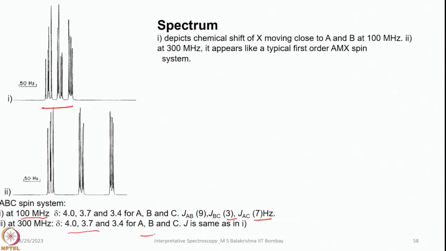Here you can see clearly that as the field strength increases, the signals move away from each other. For example, if you go to maybe 400 or 500 megahertz, they will move even farther apart, and then it becomes a simple AMX system. So this is the advantage of recording spectra at higher magnetic field strength.